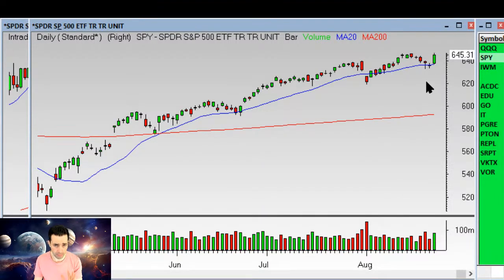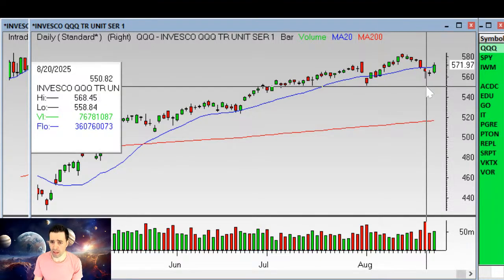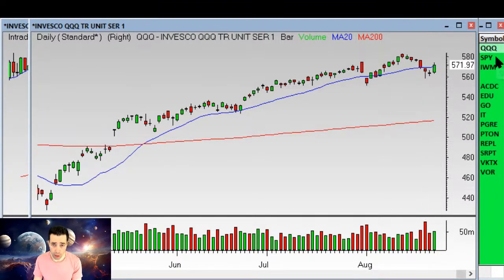But yeah, the bias for me is back to bullish unless we somehow fail on this pivot that just formed. If you fail on the pivot, then it's a different story. But as long as you don't fail on the pivot, then you have to assume that the trend will continue. So the line in the sand is the pivot that formed on the Qs, the SPY, the IWM, and the overall bias is going to be bullish for me going forward.